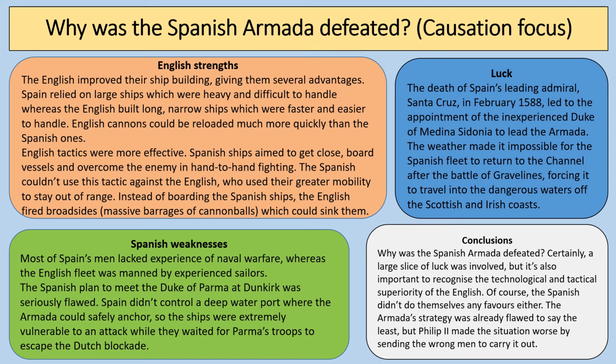There's a little bit of luck as well. The admiral who was supposed to command the Armada, Santa Cruz, died in February 1588. The weather caused problems as well. The weather meant that the Spanish couldn't come back after the Battle of Gravelines because they were basically trapped in the North Sea and forced to go north. But I think a combination of these factors is absolutely crucial. Certainly at the time, a lot was made of the weather being divine intervention from God and being a sign that God favoured Protestantism rather than Catholicism.